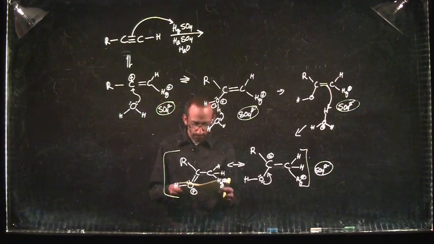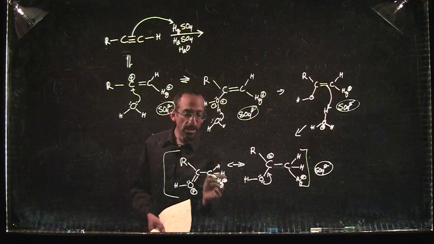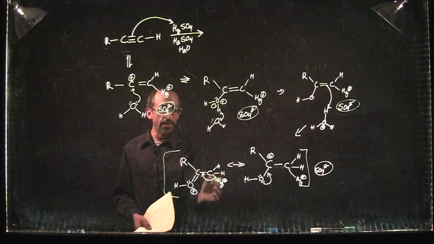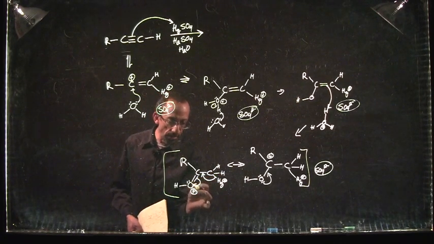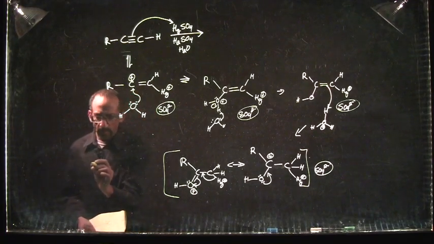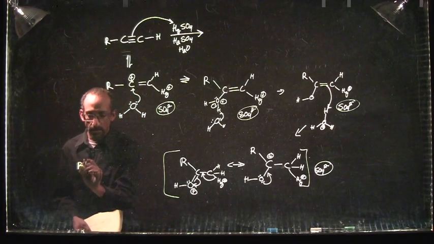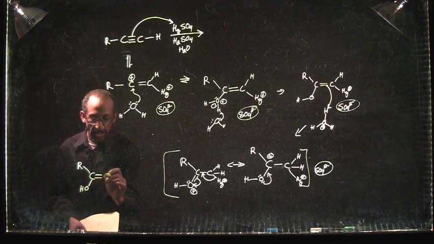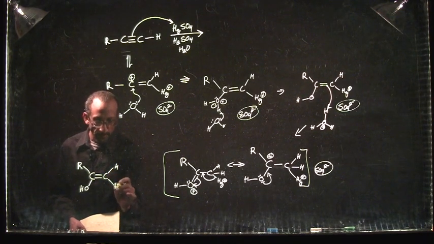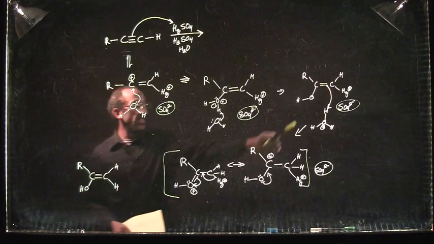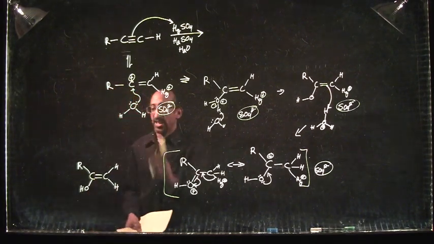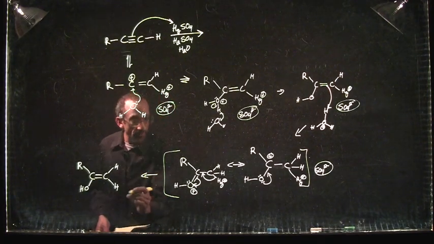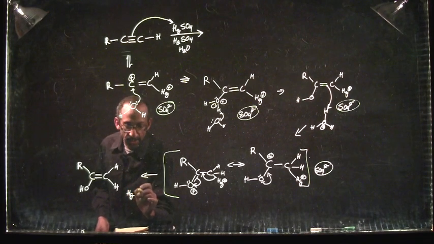At this point, this mercury can now leave, taking the electrons from the carbon-mercury bond, carbon being more electronegative. Carbon takes those, pushing a pair of electrons onto that oxygen, and we have now added water across that alkyne. There's the hydrogen we added in this step, and there's the OH we added in this step. So we've added water formally across this double bond, and we have regenerated HgSO4.